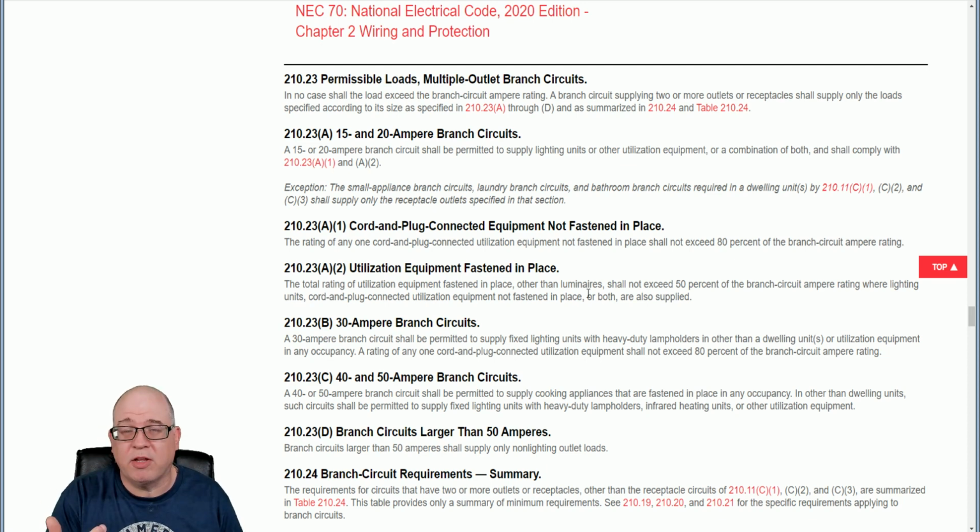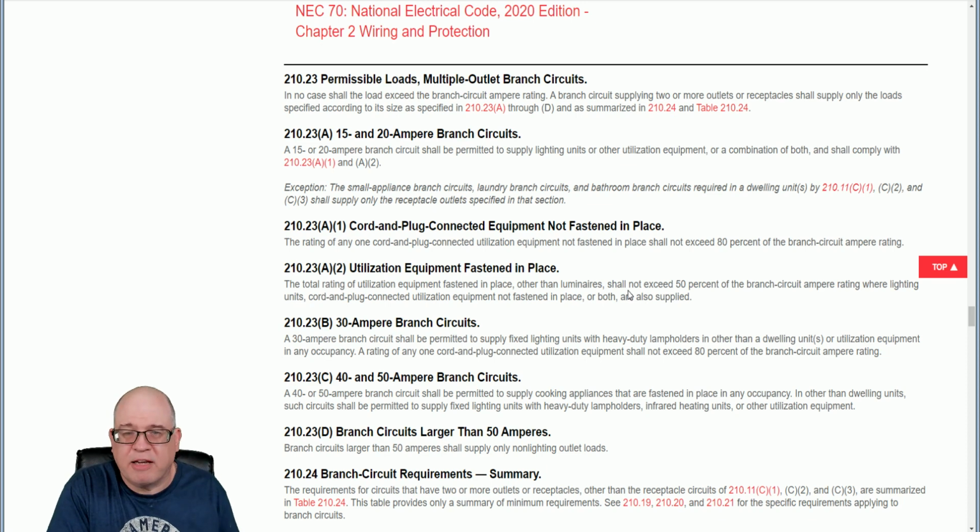50%. So that's basically saying if I have a 20 amp branch circuit, that's what the rating is of the overcurrent device. It's a 20 amp branch circuit. In our case, since it's 15 or 20 amp, so it's going to be a 20 amp branch circuit that's protecting a 12 gauge, say. And so I cannot exceed 50% of that branch circuit rating with the rating of my utilization equipment, okay?